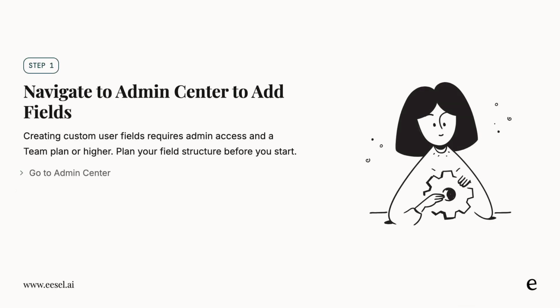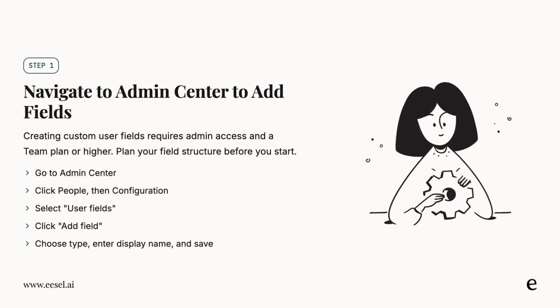Creating your first custom field is straightforward. Head to Admin Center, click People, then Configuration, then User Fields. Click Add Field, choose your type, give it a name, and save. The whole setup takes under 2 minutes.